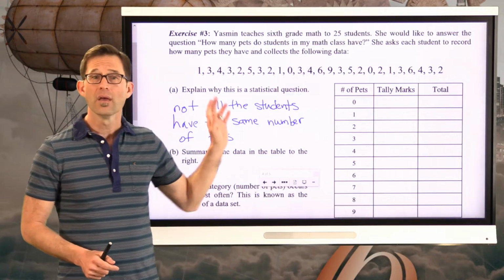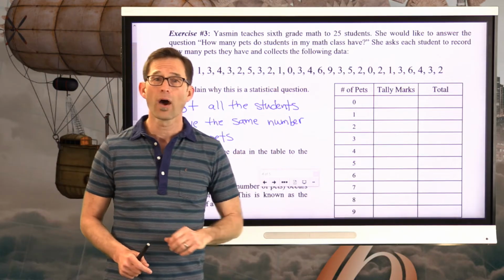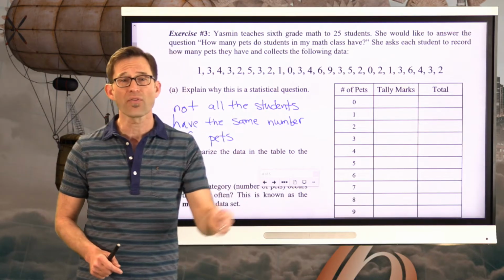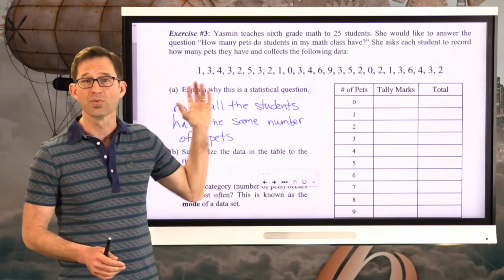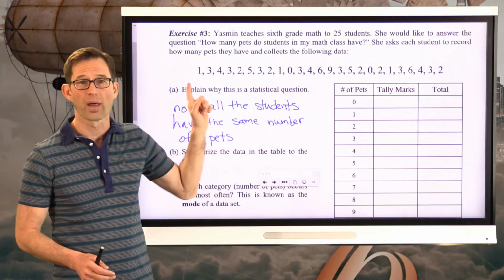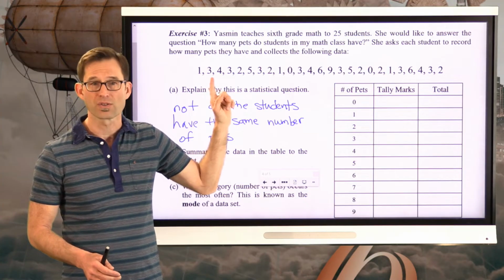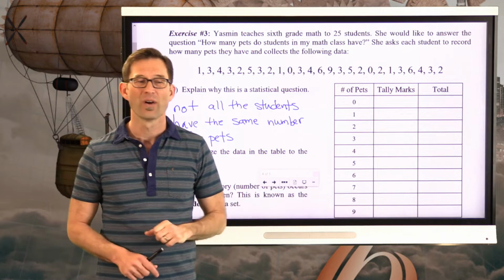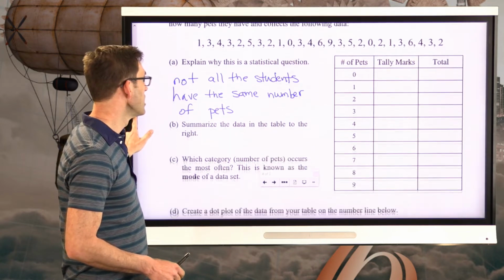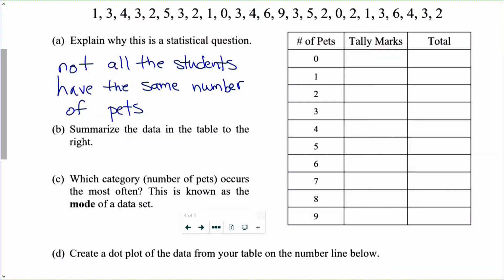On the other hand, when she asks the question, how many pets do students in my math class have? Well, that is a statistical question because not all the students have the same number of pets. The first one had 1, the second one had 3, the next one had 4, the next one had 3, etc., right? Now, letter B. Summarize the data in the table to the right.